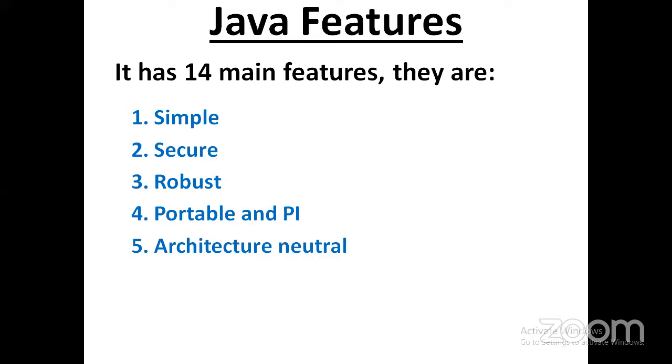Architectural neutral. So what is the difference between platform independent and architectural neutral? Platform independent talks only about the OS. Portable talks only about moving. Platform independent talks about the OS, architectural neutral talks about hardware devices. Whatever hardware device you are using, it will go and execute. I hope all of you got clarity on these five features.